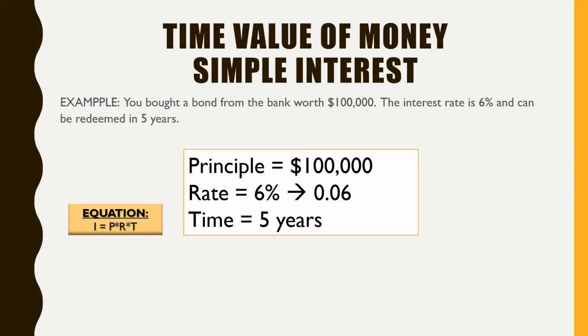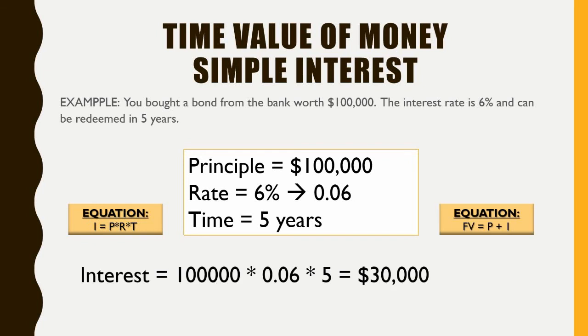So in this case, let's go ahead and solve for my interest. I'm going to take my principal of 100,000, multiply it by 0.06, and then also multiply it by my time of 5 years. So in this case, 100,000 times 0.06 times 5 should give you a total of $30,000. Okay? So that's the interest that I'm going to collect on this bank bond.